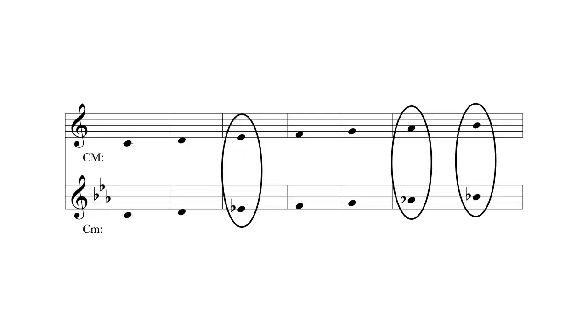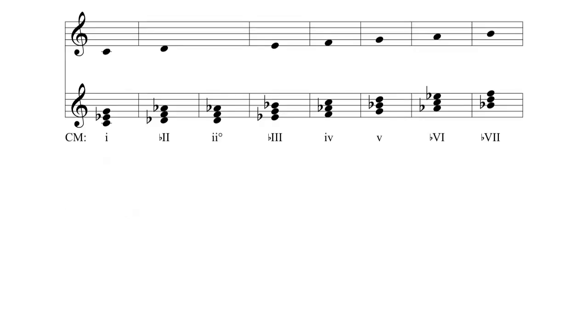Primary mixture is also referred to as modal borrowing. It is essentially borrowing chords from the parallel major or minor mode. That is, when in the major mode, borrowing chords from the parallel minor mode, or vice versa. Parallel major and minor modes differ by their scale degrees 3, 6, and 7, so those scale degrees are altered in primary mixture chords. In major, these chords are minor i, ii diminished, flat major III, minor iv, minor v, flat major VI, and flat major VII.